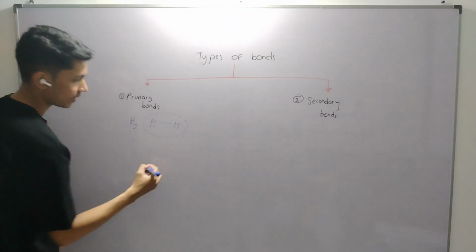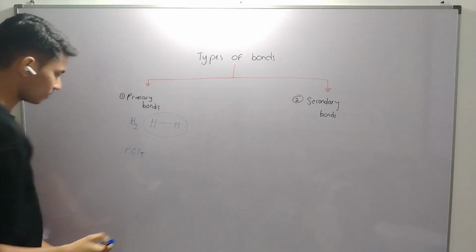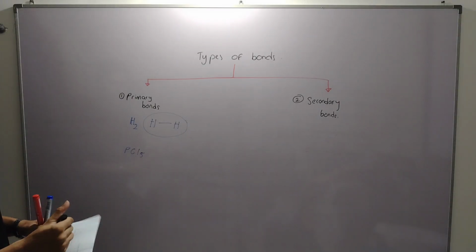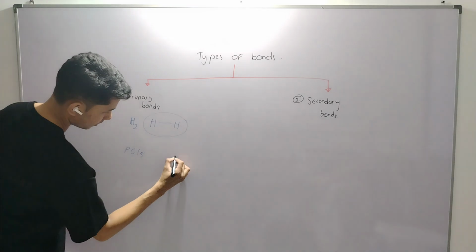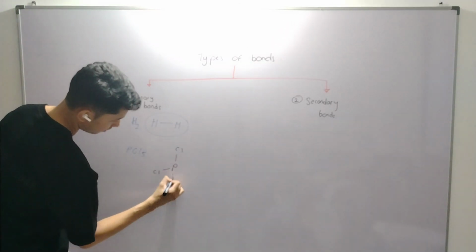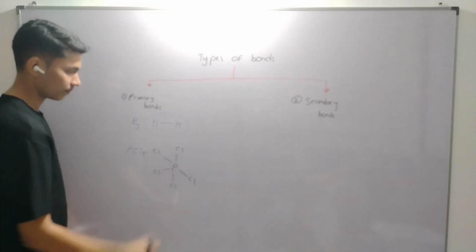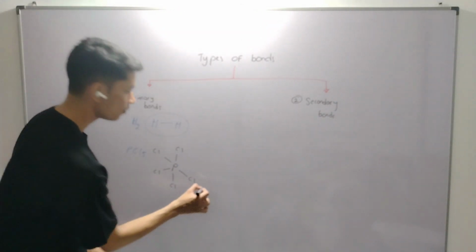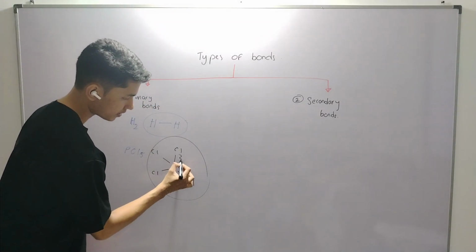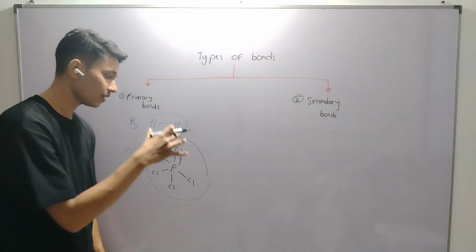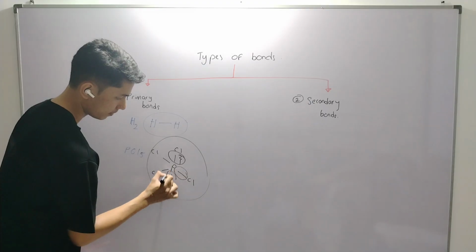Another example I take for this is PCl5. I wonder whether the mark is clear. Hopefully, yes. PCl5. So this is a molecule. So primary bond means the bond present within the molecule. So this is a primary bond, this is a primary bond, this is a primary bond.